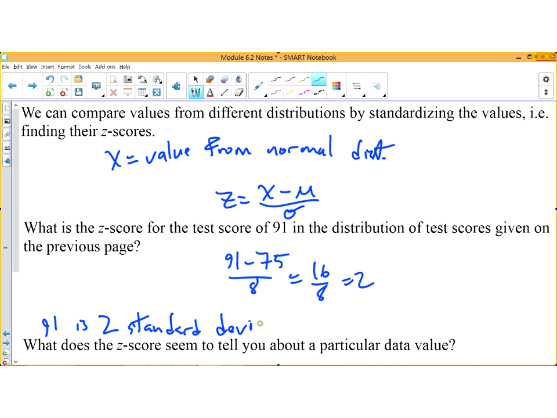And all that tells me is that 91 is 2 standard deviations above the mean.